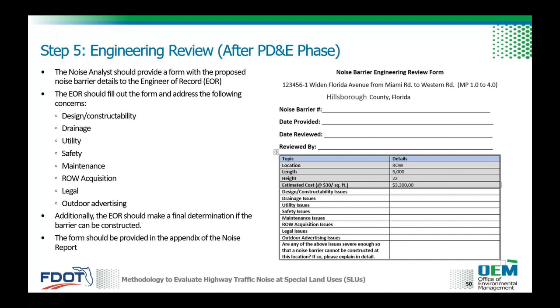Additionally, the engineer of record should make a final determination if the noise barrier can be constructed as proposed or if modifications are needed. If modifications are needed, the noise analyst may need to remodel based on the changes needed in order to verify if the noise barrier meets acoustic and cost requirements. The form should then be returned to the noise analyst and provided in the appendix of the noise study report.